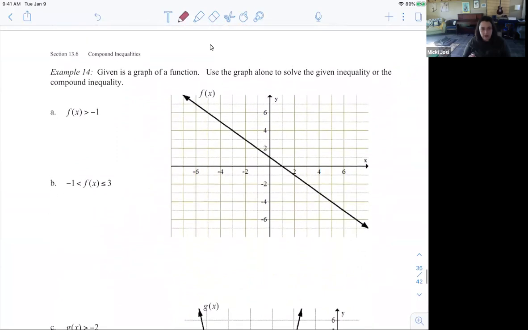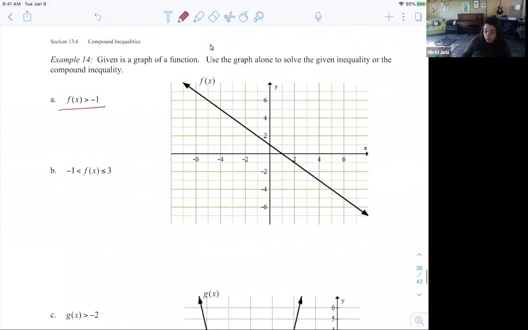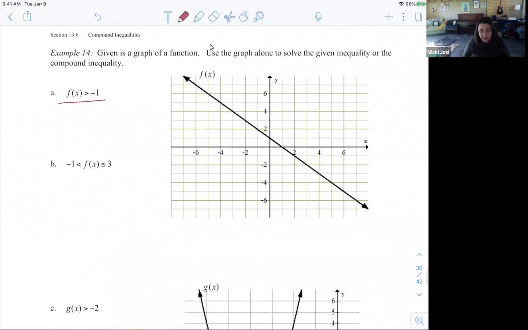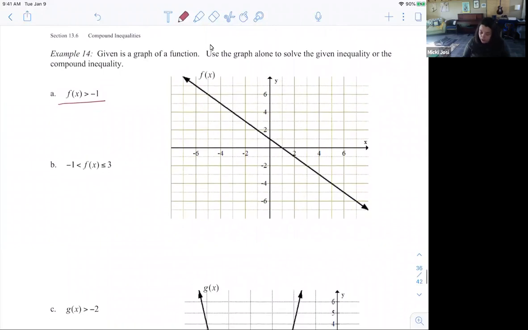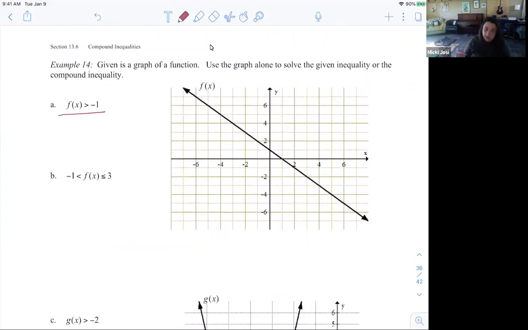Okay, let's look at another one. Here we have, given the graph of a function, use the graph alone to solve the inequality or the compound inequality. So for the first one, f of x is greater than -1. I have my line f of x. We don't have an equation for it, but just like I was saying before, we could come up with the equation of the line. I think that's a really good practice anyway, because it's something we want to know how to do. So think for a minute about what you think the equation of f of x is, just for fun. It's not being asked here, but I'm taking it a little bit further.